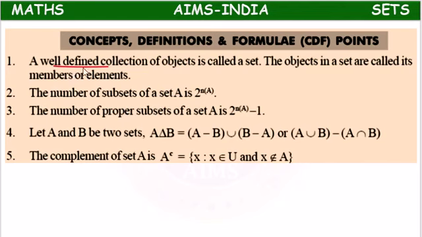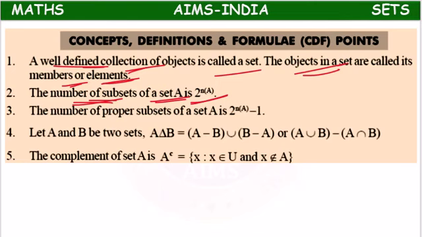A set means a well-defined collection of objects. The objects in a set are called its members or elements. The number of subsets of a set A is 2 power n(A).